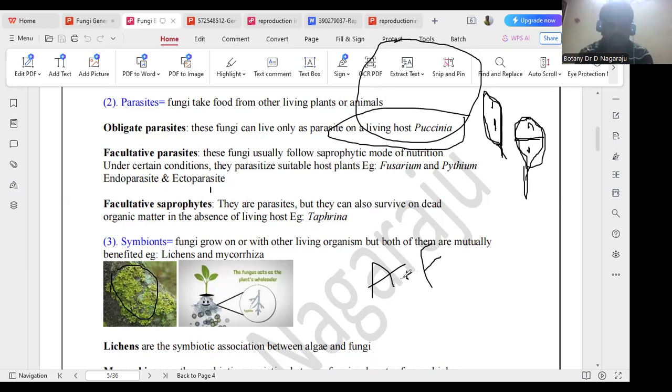With algae and fungi associated, it can grow even in dry rock areas, mountain areas, hill areas. Otherwise, algae can't grow in dry areas; they grow in water only, in an aquatic habitat. But in association with fungi, they grow on rocks. Lichens we call natural farmers.